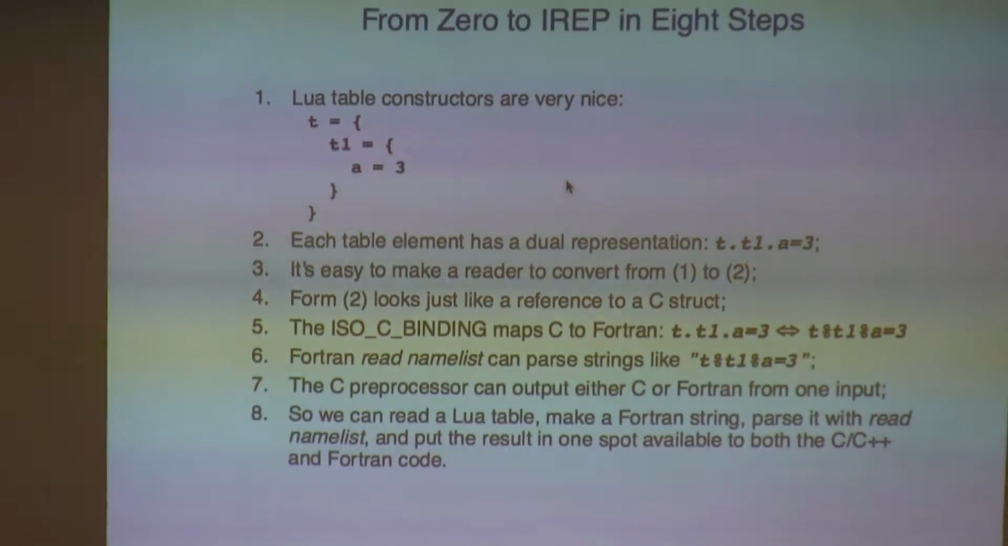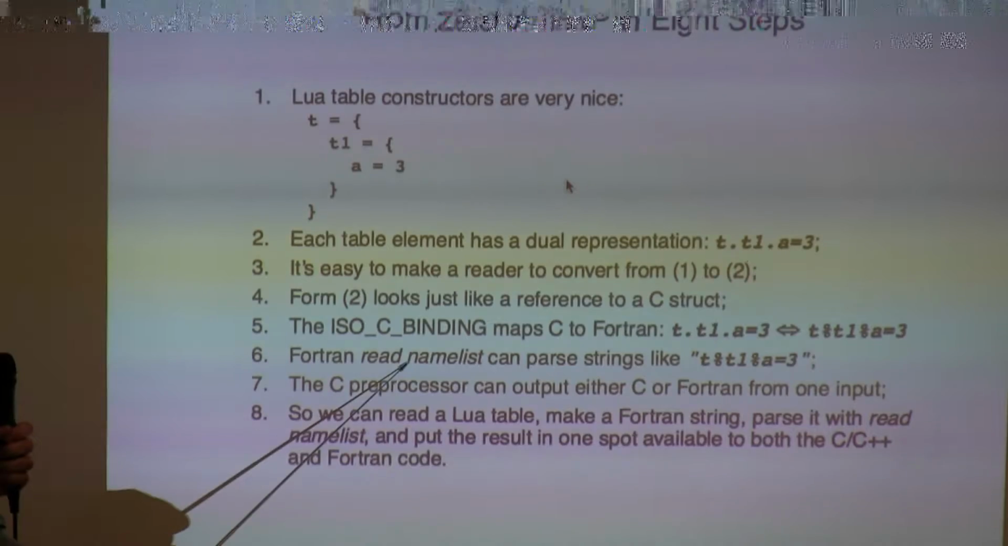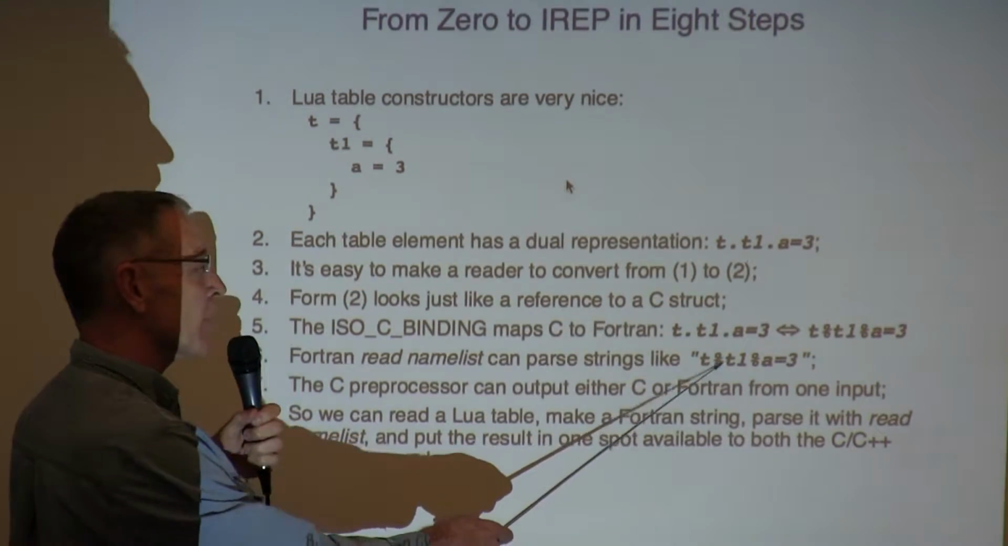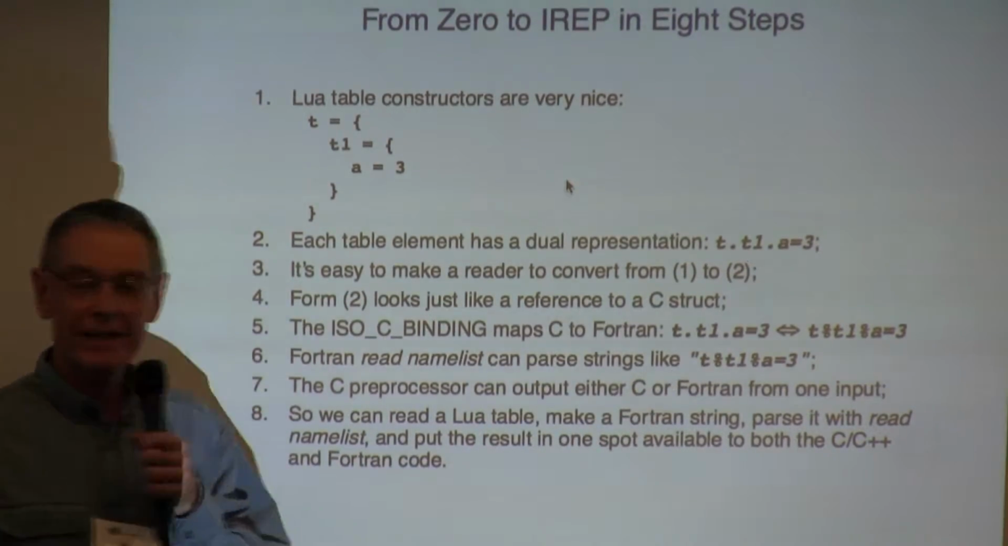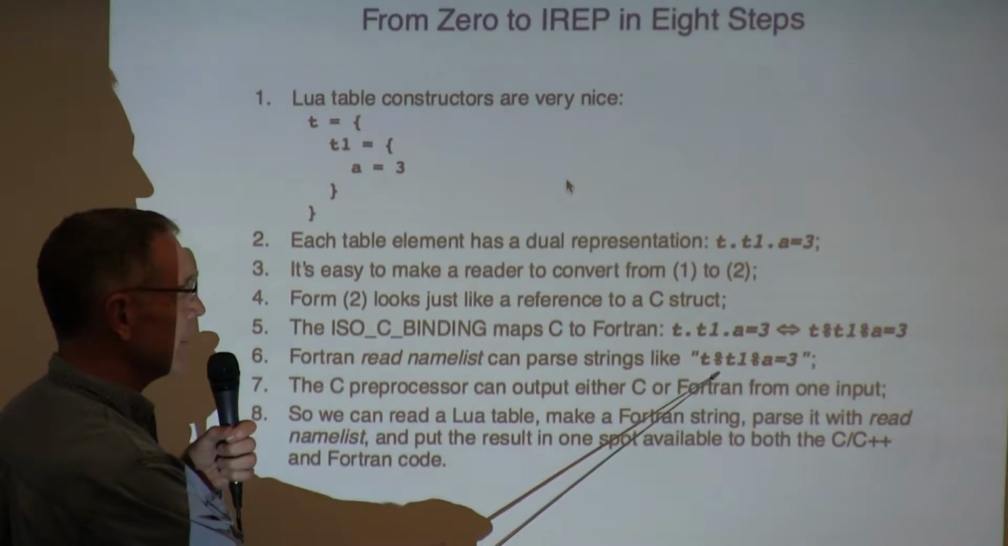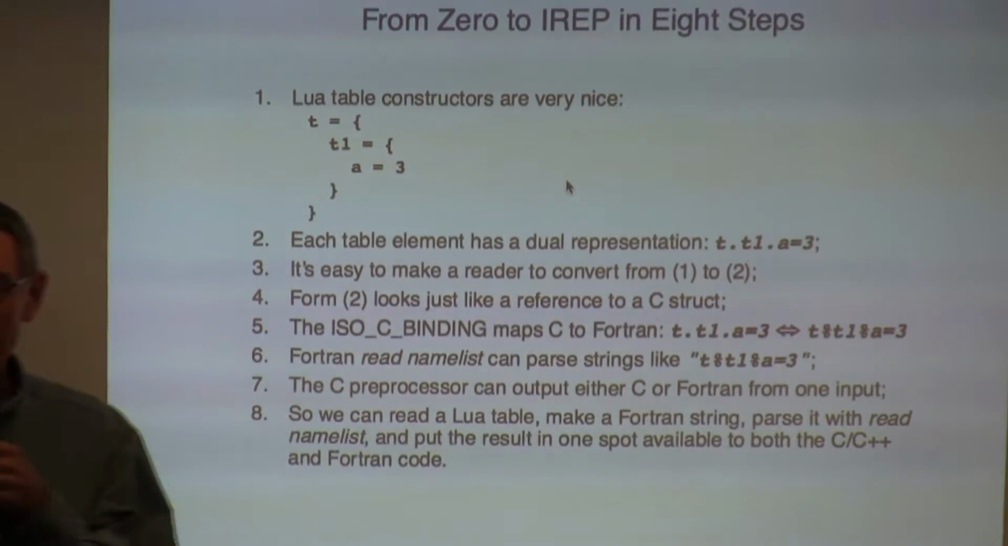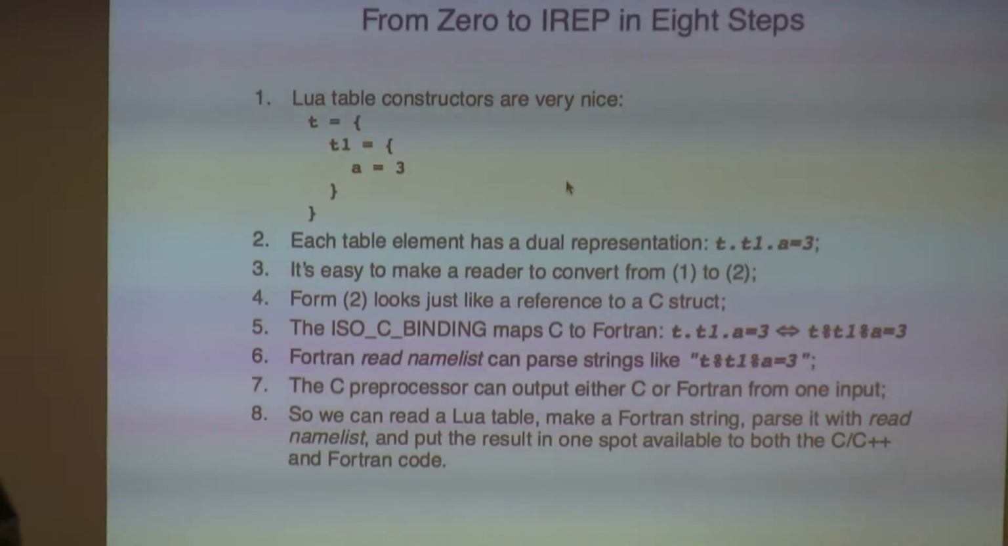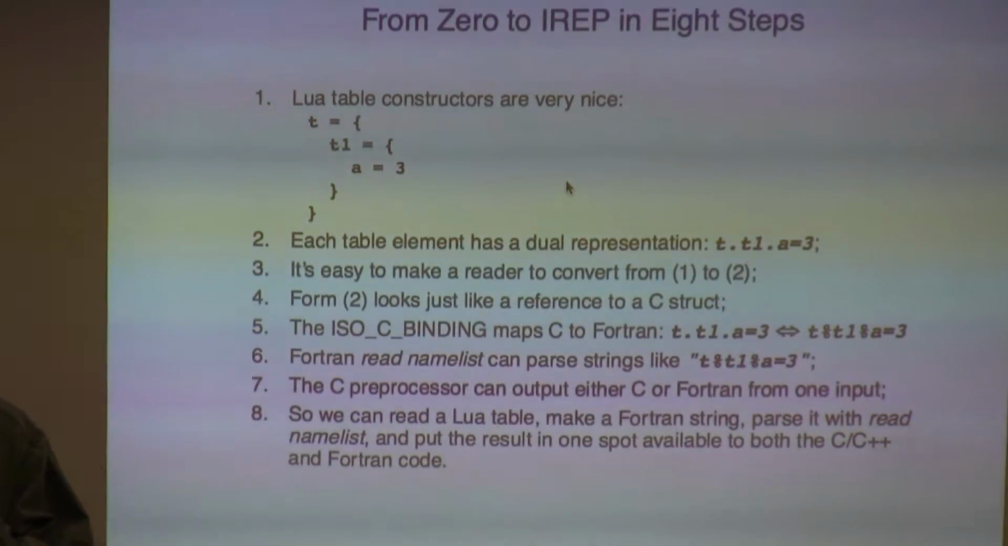What's an internal file in Fortran? Anybody? An internal file is Fortran speak for a string. Okay? So, since 2003, if you had a properly prepared Fortran read namelist statement, a string that looks like this, what happens? Anybody got any sense of what a Fortran read namelist statement can do?